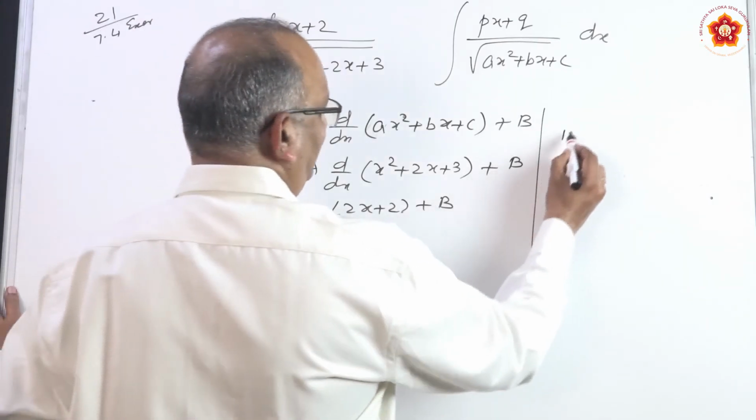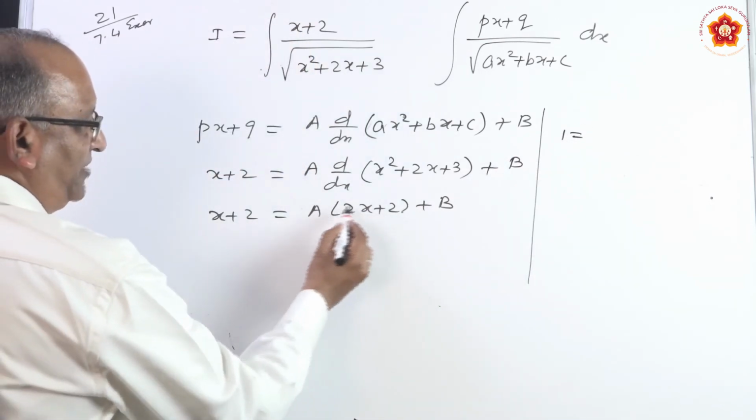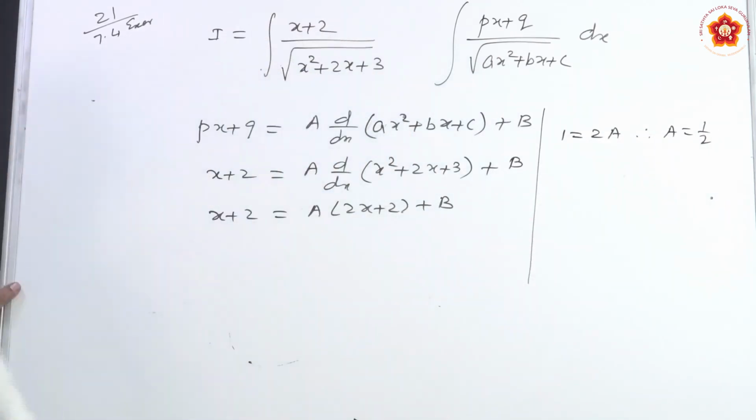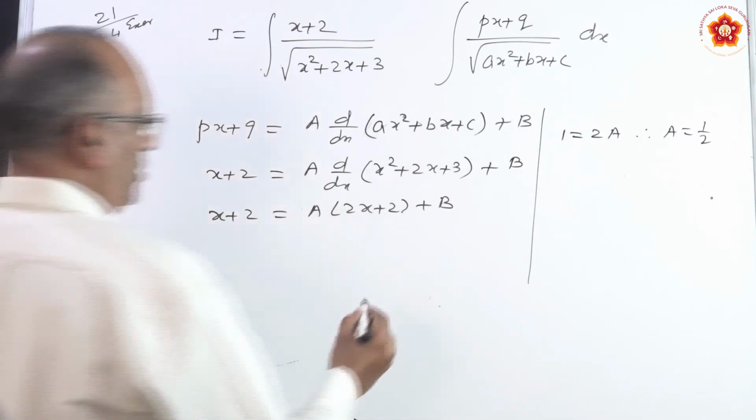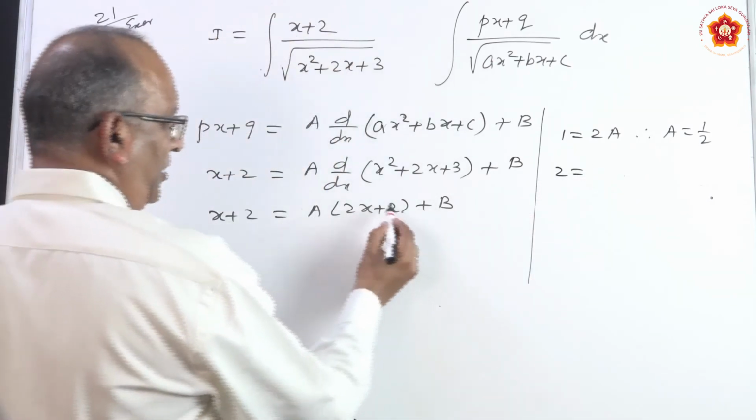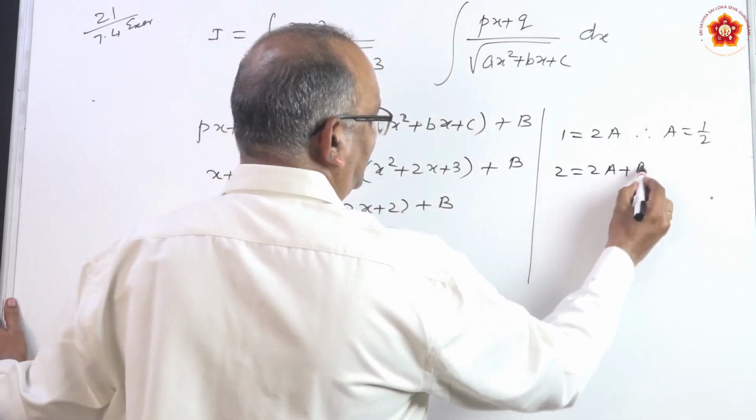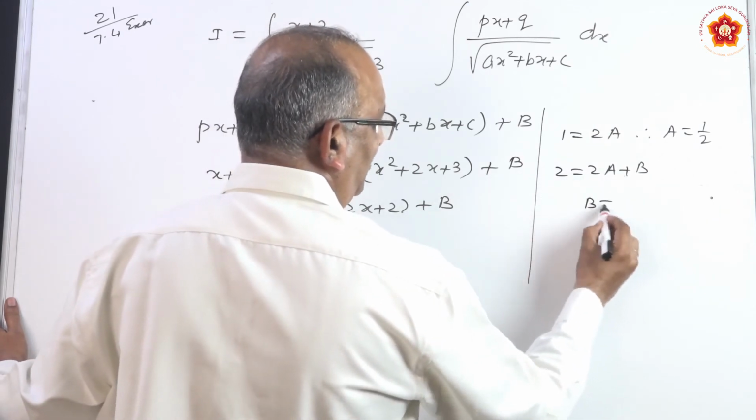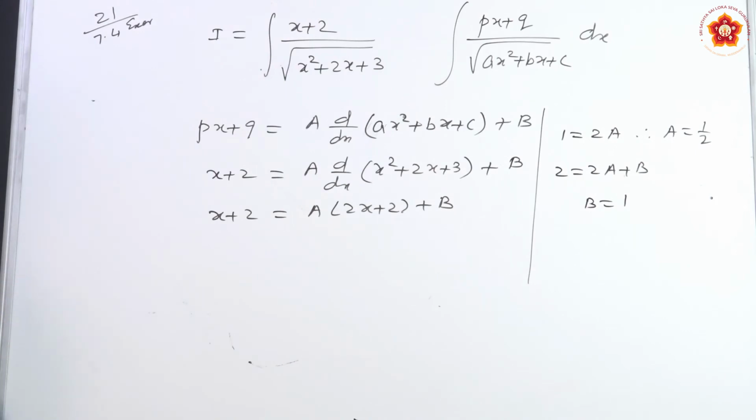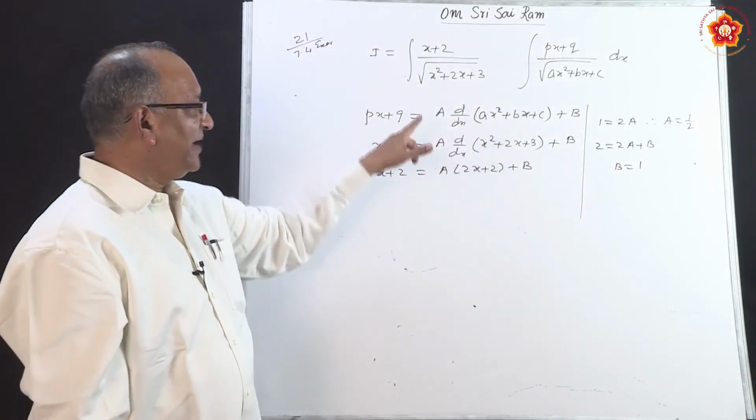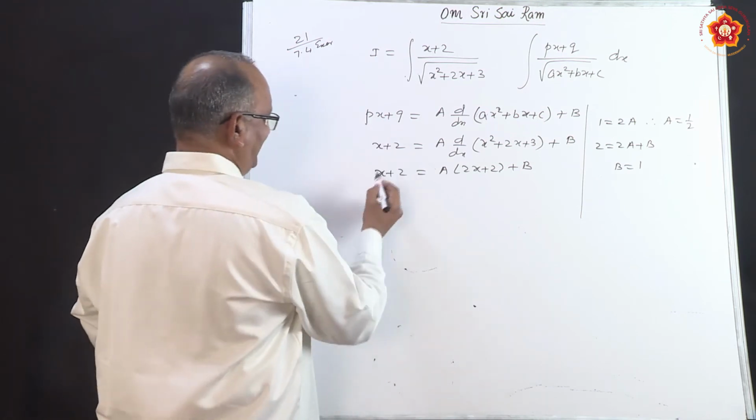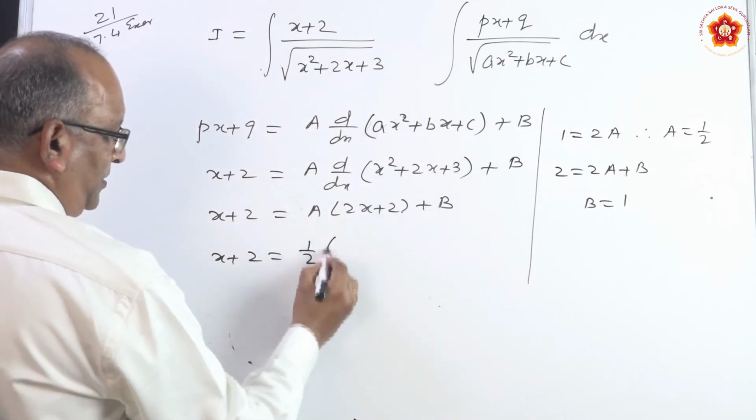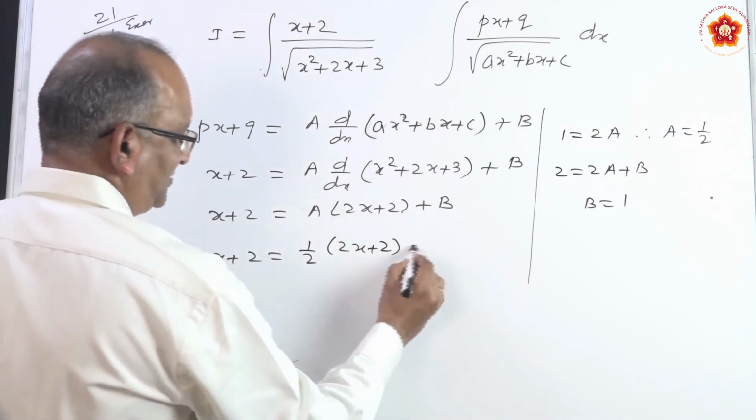What is the coefficient of x here? The coefficient of x is 1. It is equal to 2a on the right side. Hence, a equals 1 by 2. Equate the constant terms. On the left hand side you have 2. On the right hand side you have 2a plus b. Since we know the value of a, substitute and take it to this side, and you will get b equal to 1. Substitute the values of a and b. So, we can say x plus 2 equals a, which is 1 by 2, into 2x plus 2 plus 1.